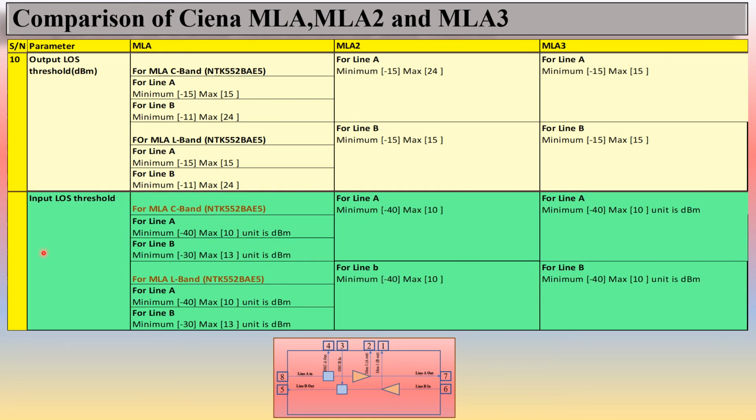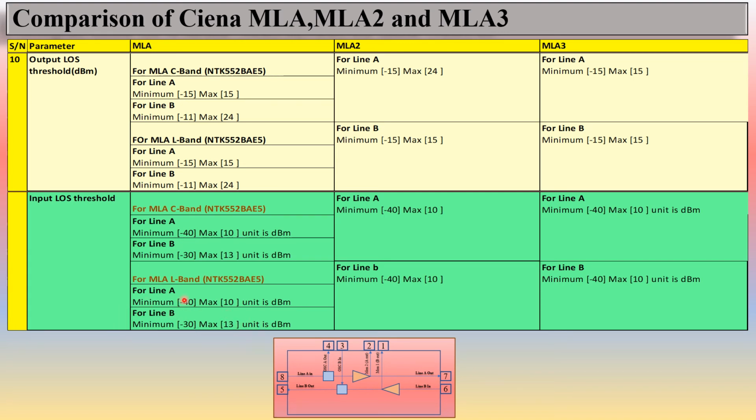Input loss threshold: you can see here for MLA-C band for line A the minimum is -40 and the maximum is 10. For line B the minimum is -30 and the maximum is 13. For MLA-L band the minimum is -40 and the maximum is 10, and the minimum is -30 and the maximum is 13.